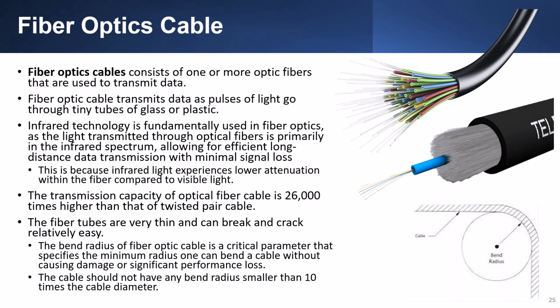The fiber tubes are very thin and can break and crack relatively easily. The bend radius of fiber optic cable is a critical parameter that specifies the minimum radius one can bend a cable without causing damage or significant performance loss. The cable should not have any bend radius smaller than 10 times the cable diameter.